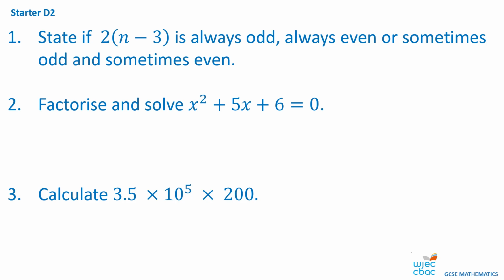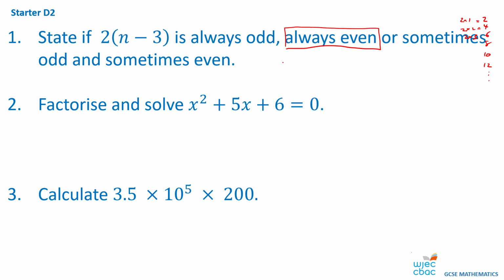Right, so let's have a look at these questions. Number 1, state if 2 times n minus 3 is always odd, always even, or sometimes odd and sometimes even. Well, it's 2 times whatever's in the brackets. Whenever you multiply anything by 2, the answer is always going to be even. Because if we just have a look at the 2 times table, 2, 4, 6, 8, 10, 12, and so on, the answers are always even. So our solution is always even.